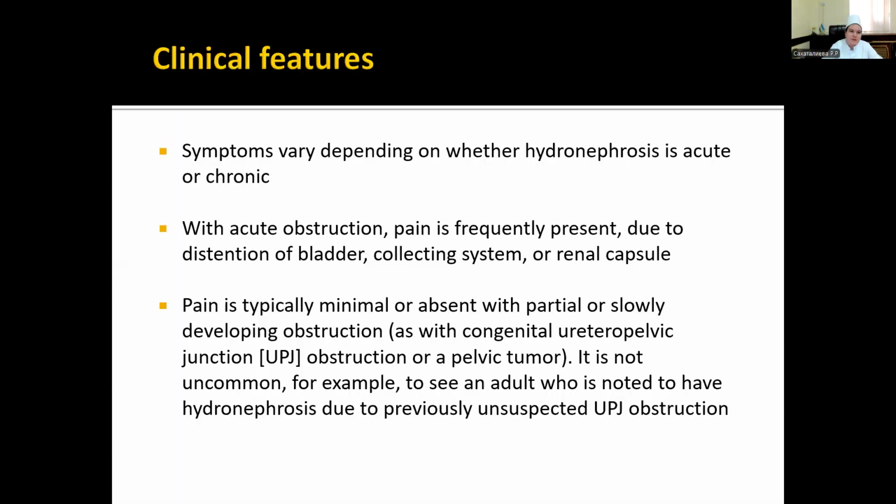Clinical features: symptoms vary depending on whether hydronephrosis is acute or chronic. With acute obstruction, pain is frequently present due to distension of the bladder, collecting system, or renal capsule. Pain is typically minimal or absent with partial or slowly developing obstruction, as with congenital UPJ obstruction or pelvic tumor. It isn't uncommon, for example, to see an adult who is known to have hydronephrosis due to previously unsuspected UPJ obstruction.